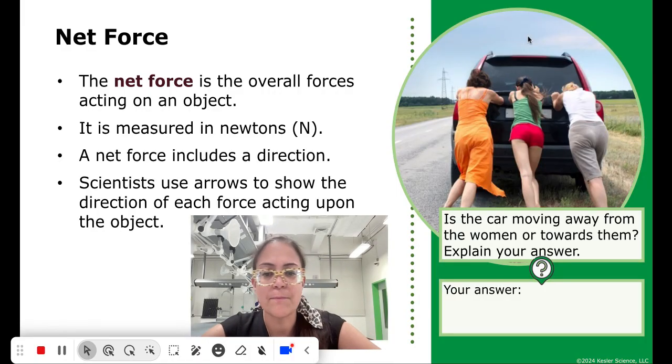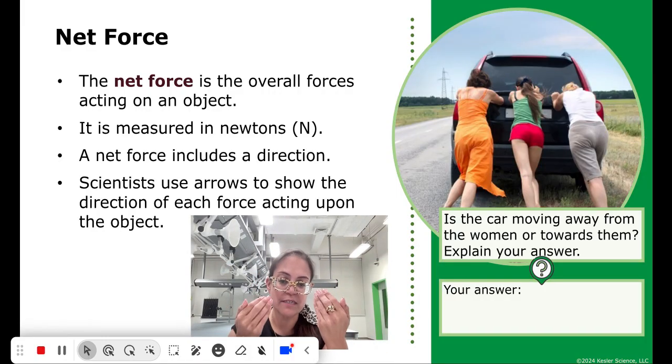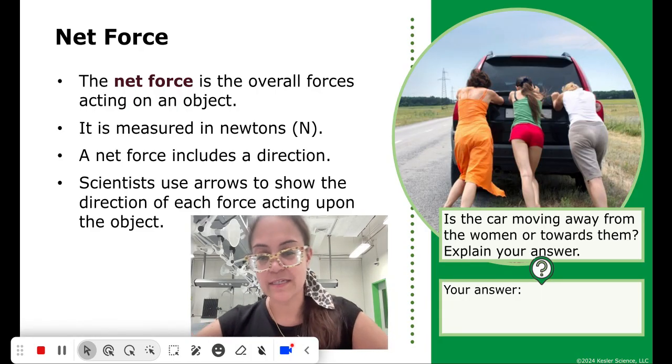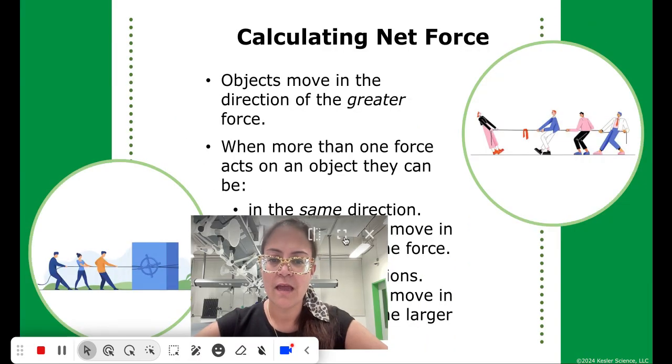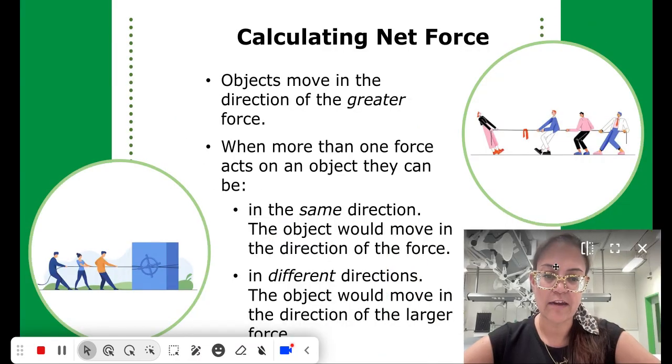If there was somebody on the other side pushing in the opposite direction, then they may be able to slow down the motion of the car, and they'd just be really rude too. That would not be nice. All right, so let's talk about how to calculate net force.